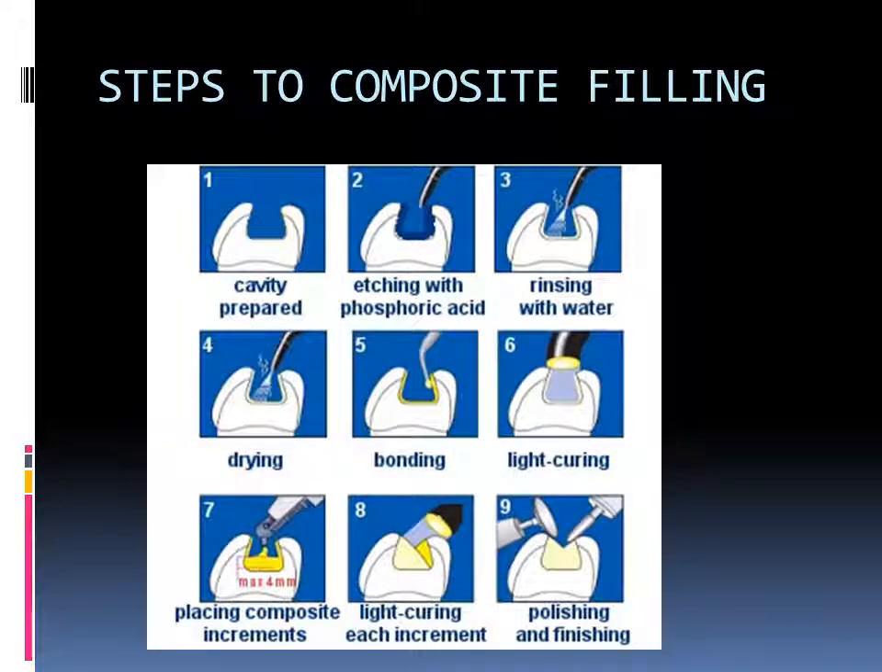Now, what are the steps to composite filling? Just a summary. Firstly, we prepare the cavity, then we etch with 37% phosphoric acid, then we rinse with water, then we dry the cavity so we achieve the frosted enamel, then we apply the bonding agent, and then we light cure the bonding agent, and we achieve a hybrid layer. Then we apply the composite in increments, and then we light cure each increment, and then finally we polish and finish the composite filling.